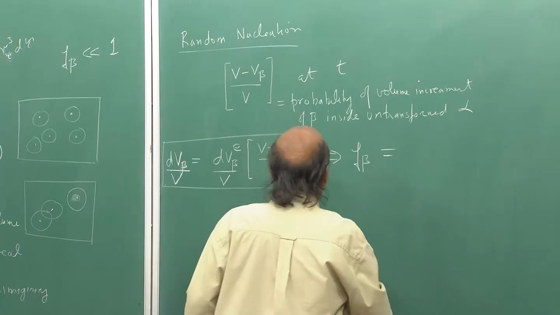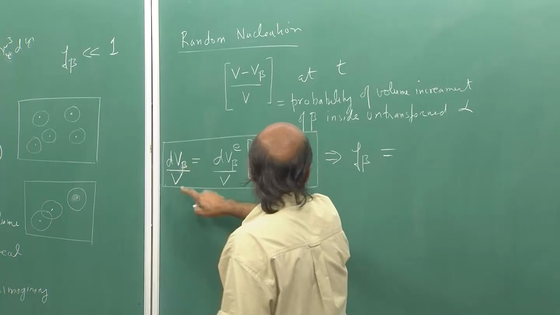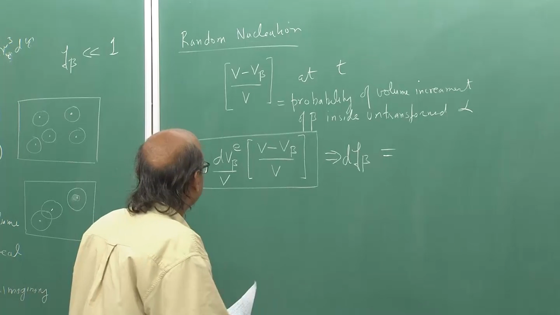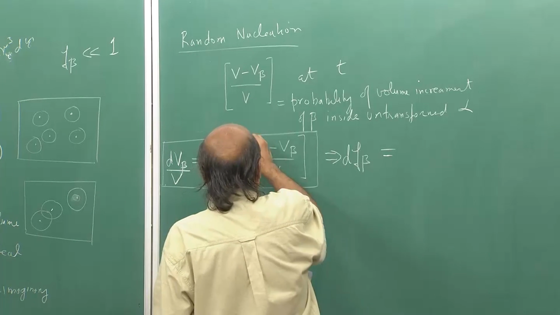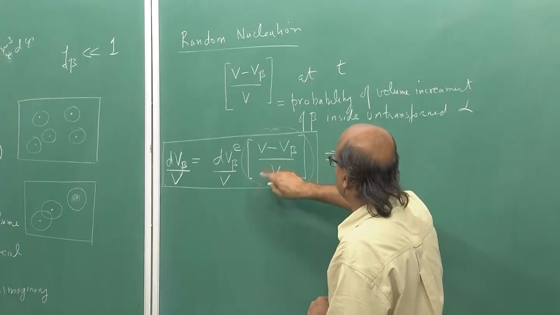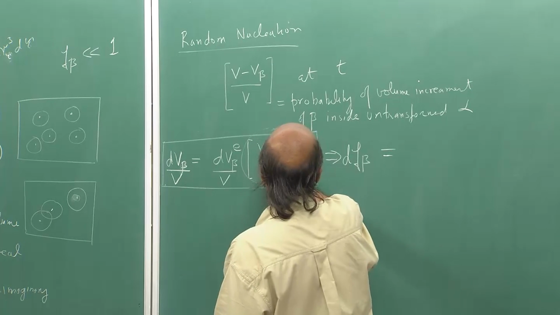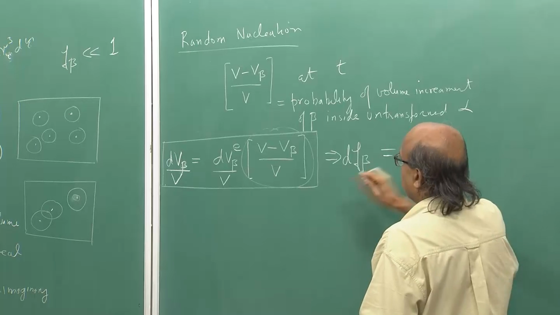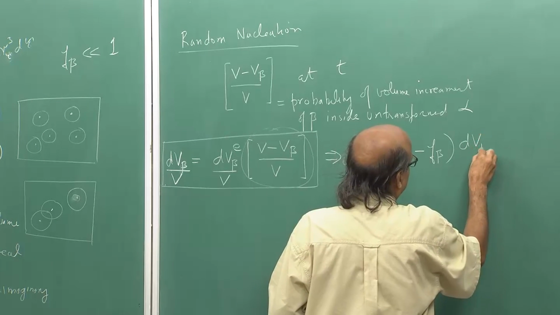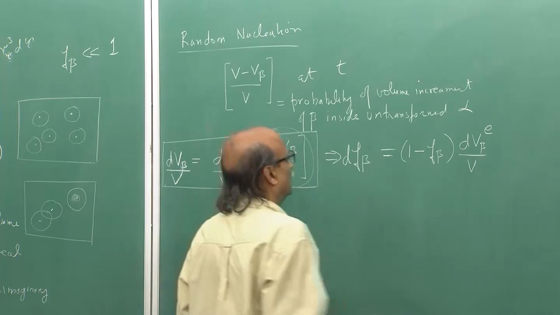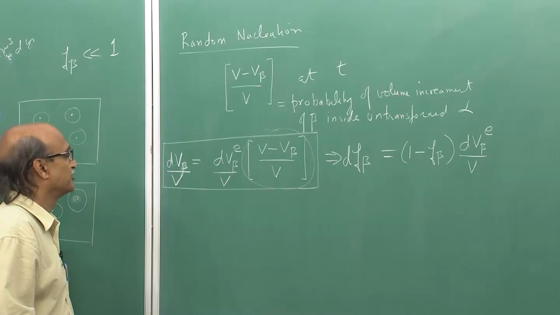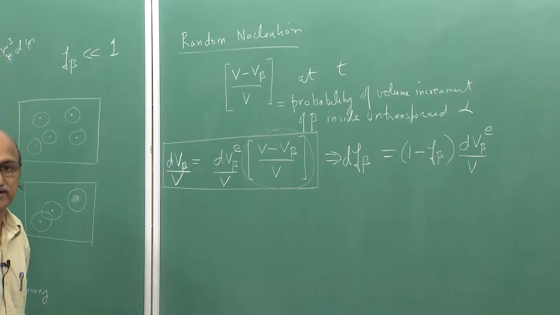f beta on the left hand side, dV beta upon V, is equal to df beta, the change in the beta fraction. This is equal to, if I look at the square brackets first, well, this can be written as 1 minus f beta times the increment in extended volume upon the volume of the system. Now, this is a straightforward equation. From here we can now get a relationship between V beta and V beta extended.